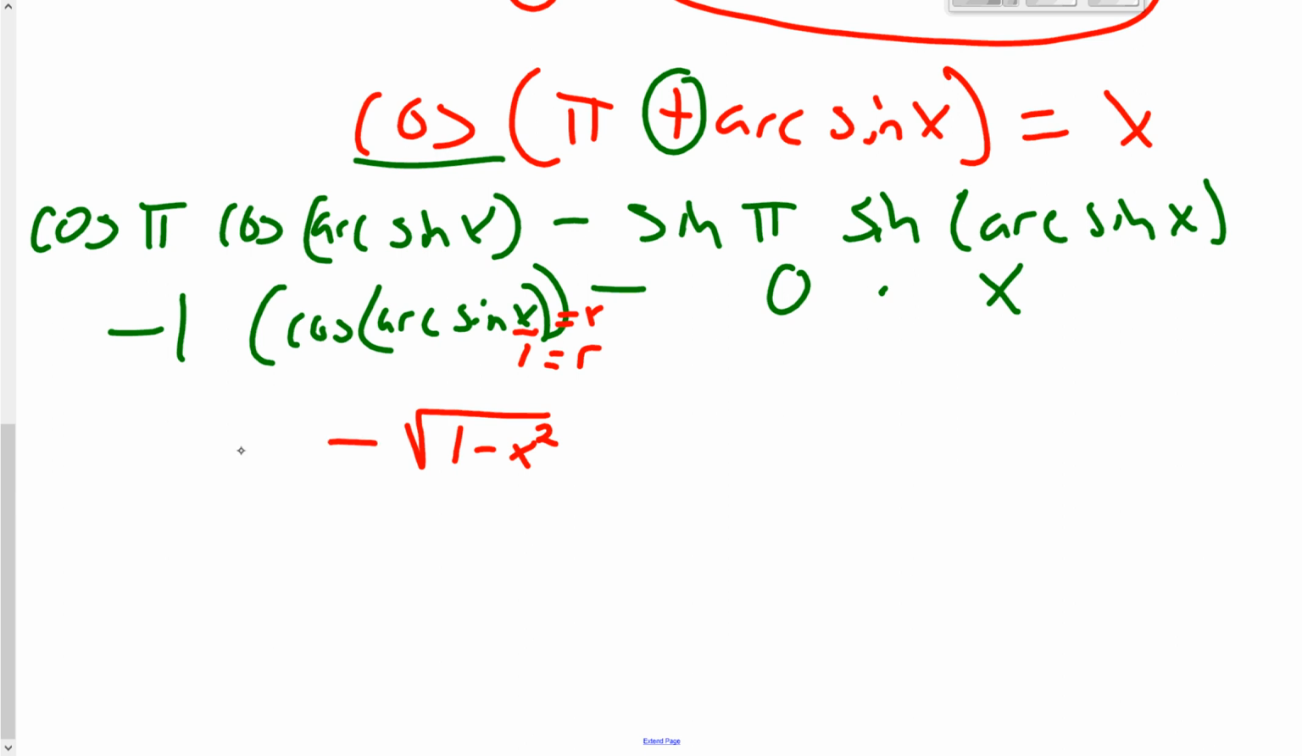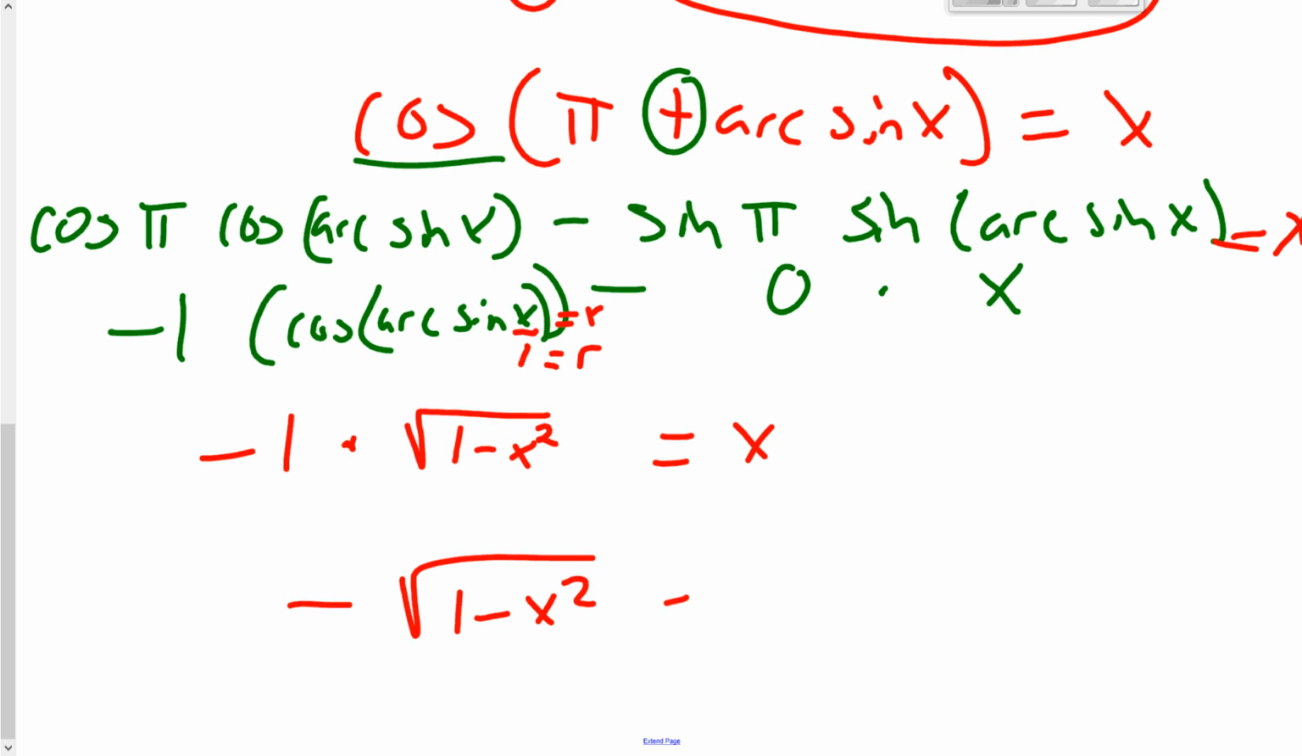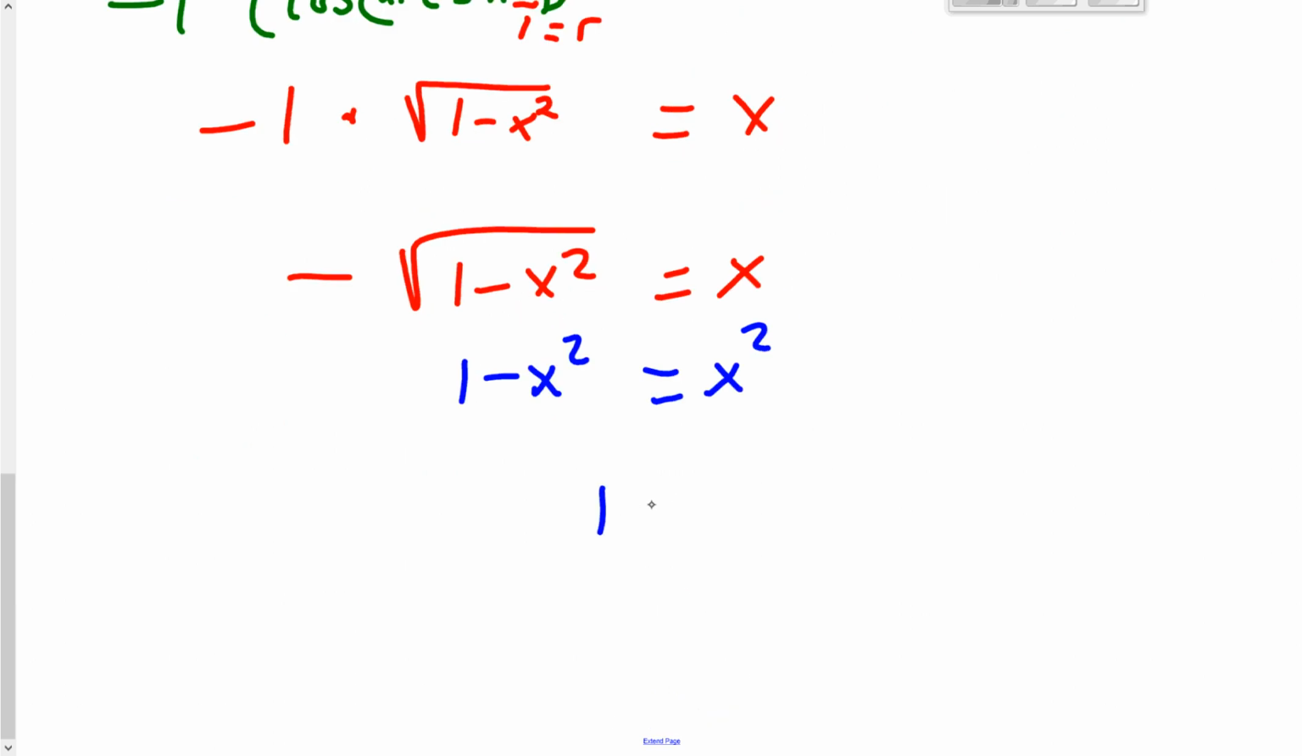So 1 times that would just be a negative. Then times this negative 1, we get negative root of 1 minus x squared, and that equals x. Now I have to get these x's by themselves, so I need to square both sides, which gets rid of those negatives. So then we have 1 minus x squared equals x squared. You can add x squared to both sides, so we get 2x squared, divided by 2 on both sides.